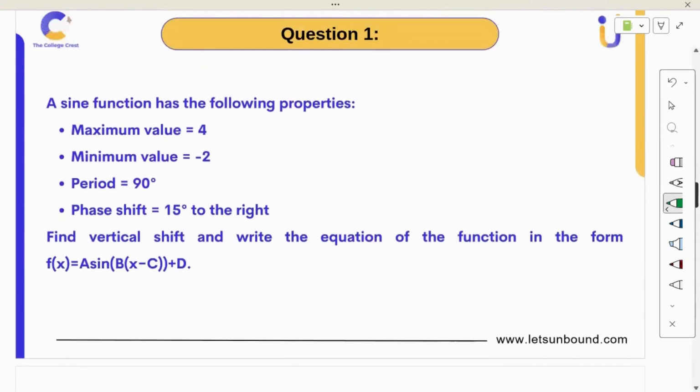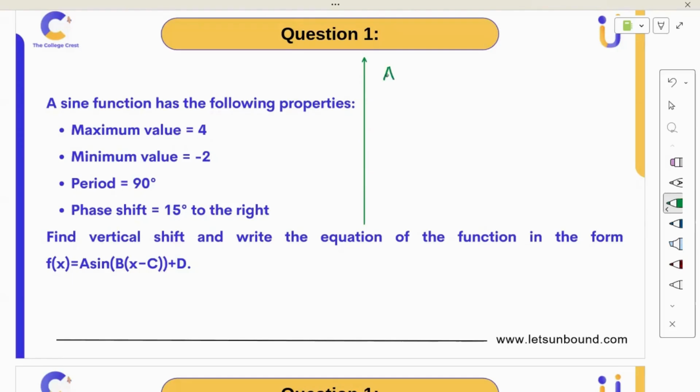Question 1. A sine function has the following properties. The maximum value is equal to 4 and the minimum value is minus 2. Period is 90. Phase shift is 15 to the right. So A sine bx minus c plus d. How can you find A here? A is amplitude and it's nothing but maximum minus minimum by 2. So what is maximum? 4. The formula has a minus, minimum is minus 2, by 2. 4 plus 2 is 6 by 2, which is 3. So I got my A, which is 3.